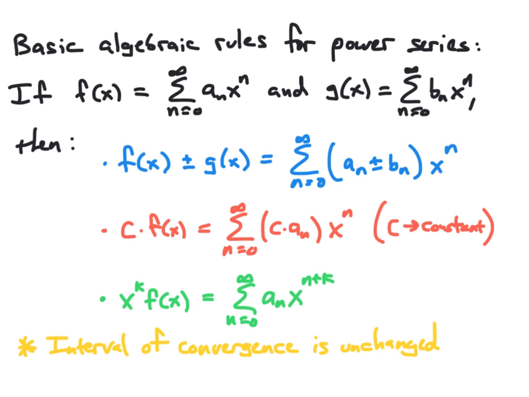And so the new coefficient of x to the n would be a sub n plus or minus b sub n, respectively. If we multiply our function by a constant c, we can simply multiply each coefficient in our power series representation by that same constant c. And if we multiply our function by a power of x, say x to the k, this simply increases the exponent of x in each term of our power series by k. Notice that in all of these cases, the interval of convergence is unchanged. So if f and g are both defined on a particular interval, so will f plus or minus g, c times f, and x to the k times f.